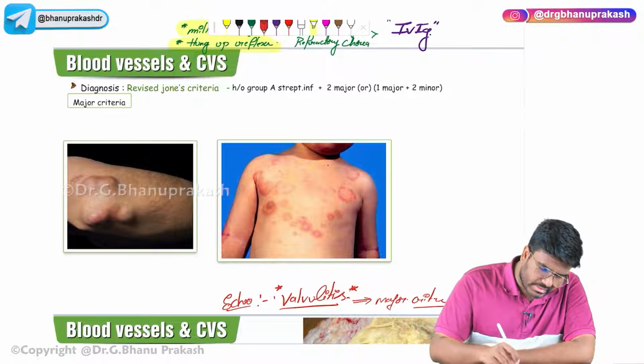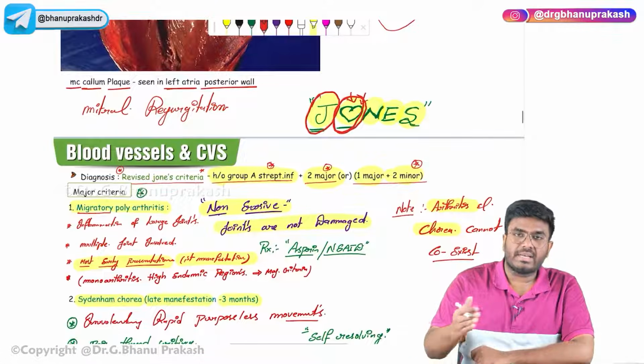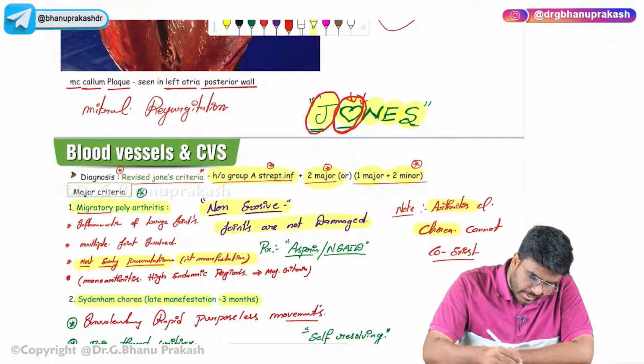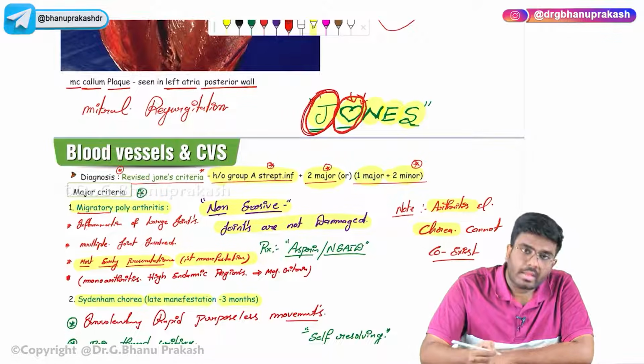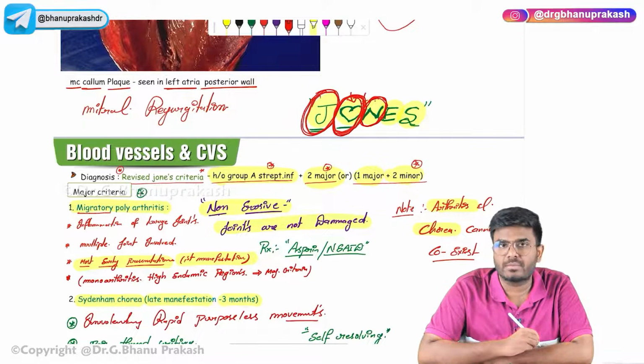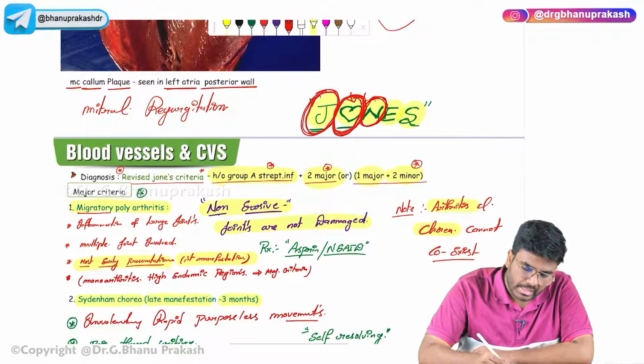Now, what else is there? In the Jones criteria, in the major criteria, J is completed: migratory polyarthritis. The heart involvement is also completed: O. Even the nervous system involvement, Sydenham's chorea, is completed. Now, let's talk about the S, the subcutaneous nodules, and E, erythema marginatum.